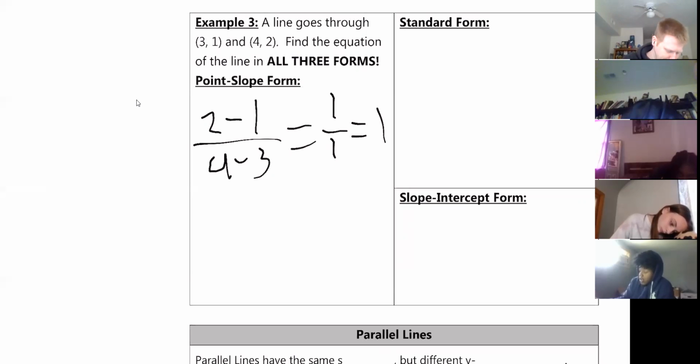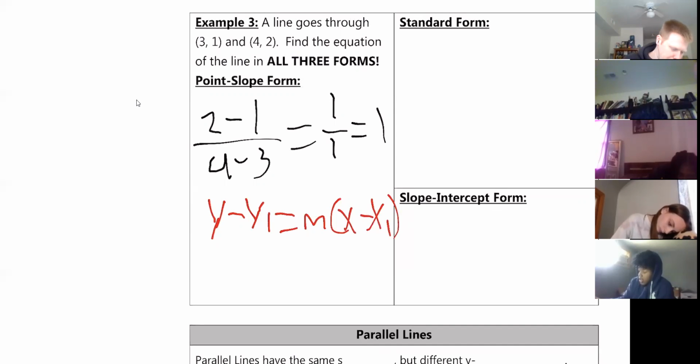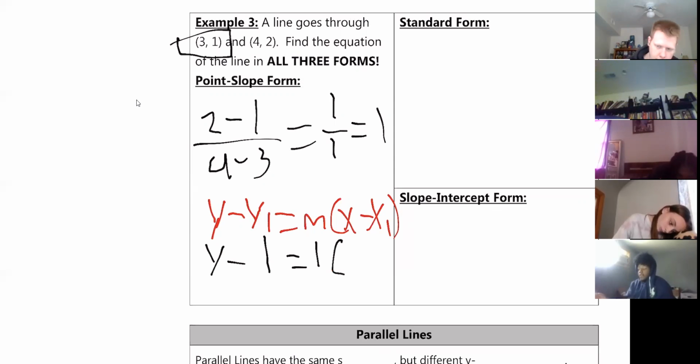All right. So recall, point-slope form is this: y minus y1 equals m times x minus x1. So we're just going to plug it into that form. Our answer would be, and you could use either point when you do this, I'm just going to use the first point. So it would be y minus 1 equals our slope of 1, and then x minus our value of x, which is 3.